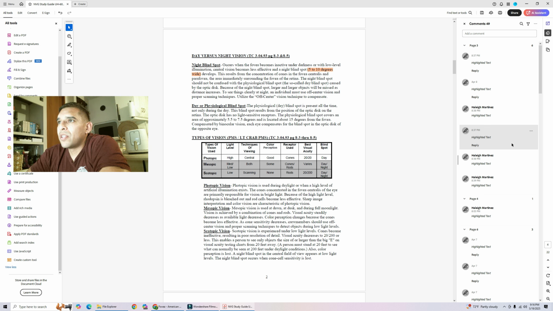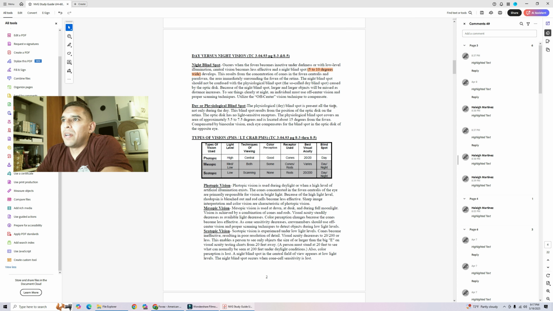This results from a concentration of cones in the fovea centralis and parafovea, the area immediately surrounding the fovea of the retina. The night blind spot should not be confused with the physiological blind spot, the so-called day blind spot, caused by the optic disc. Because of the night blind spot, larger and larger objects will be missed as distances increase. To see things clearly at night, the individual must use off-center vision and proper scanning techniques. Utilize the off-center vision technique to compensate.